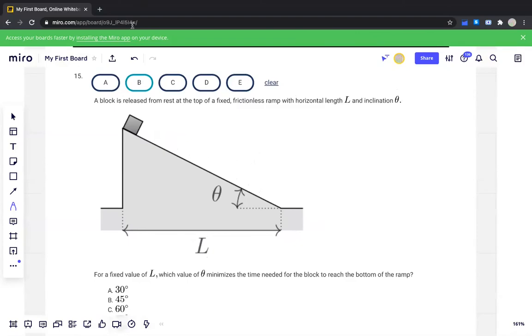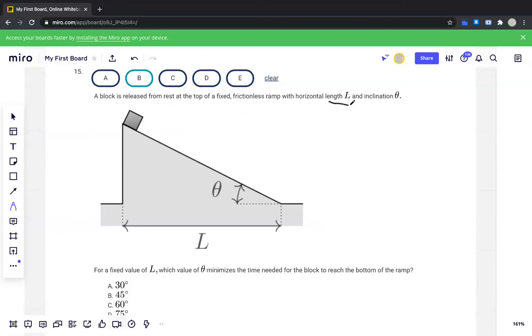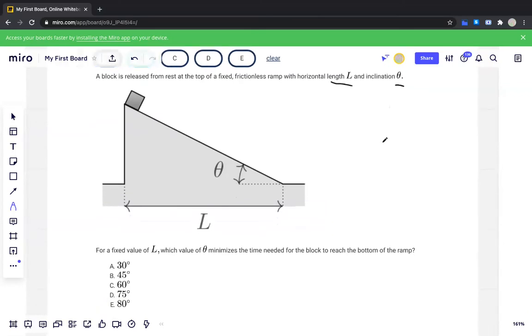Okay, so for the last question, we have a block is released from rest at the top of a frictionless ramp with horizontal length L and inclination theta. And we're given that L is constant, and we want to find what value of theta minimizes the time needed for the block to reach the bottom of the ramp. For this problem, we can use kinematic equations as well. If we use the formula, d is equal to 1/2 at squared, and we can try minimizing the t. We know that the distance the block travels is going to be L over cosine theta. So this is our d.